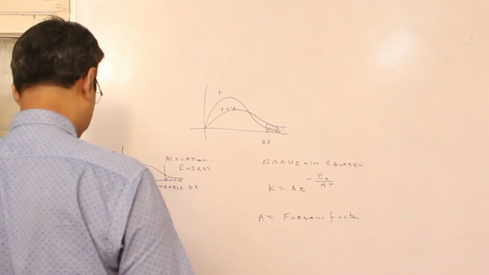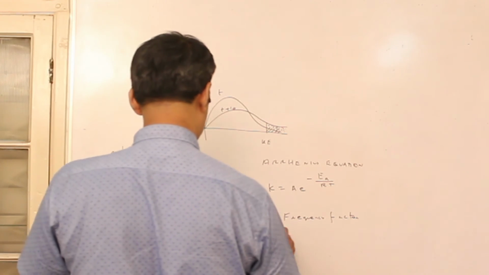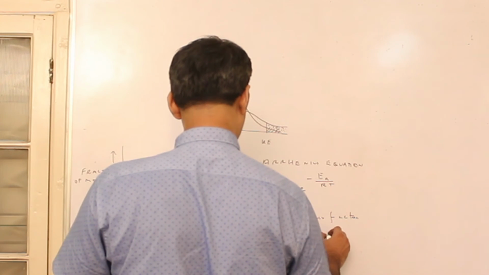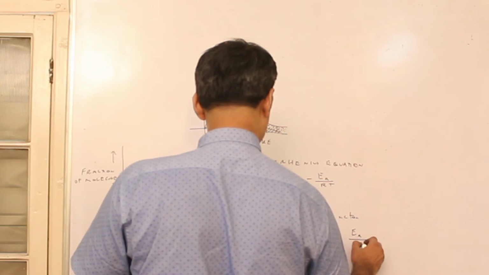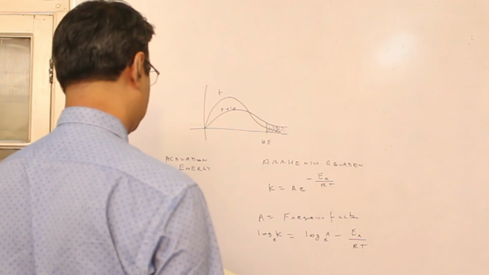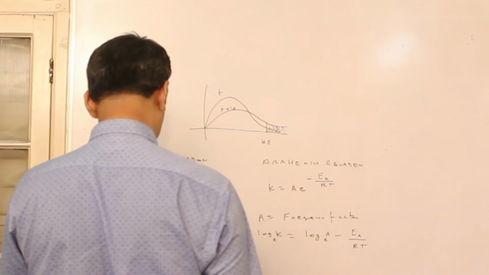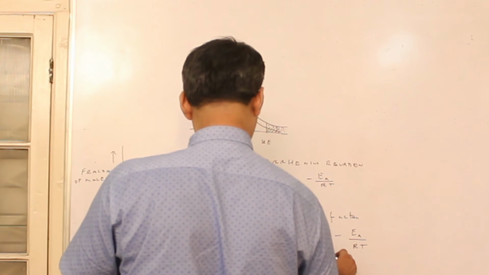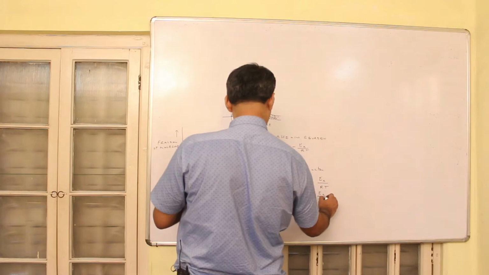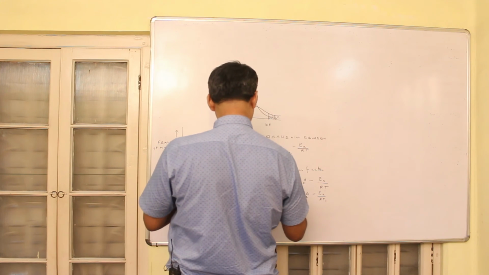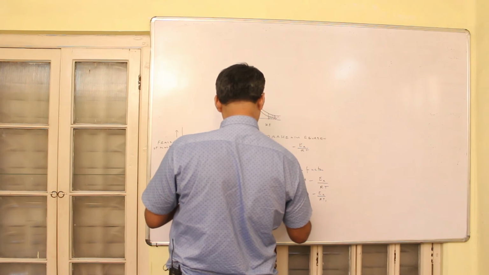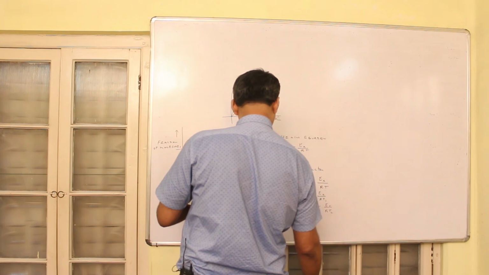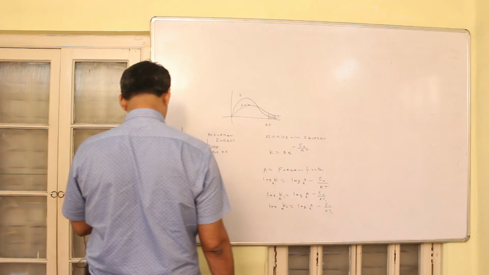Now, in its original form, the Arrhenius equation is a little cumbersome, so there is an alternative form where you can take log on both sides. If you take log on both sides, you will get log K is equal to log A minus EA by RT. Now suppose the temperature is T1 and at that temperature the rate constant is K1. Suppose the temperature is T2 and at that temperature the rate constant is K2.